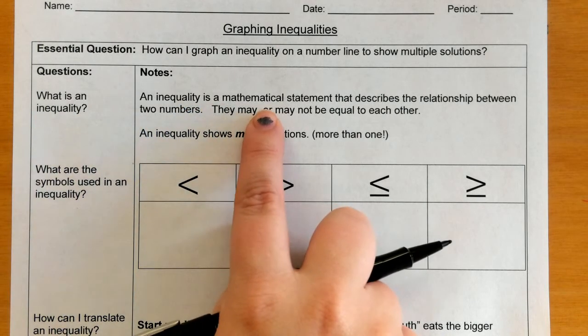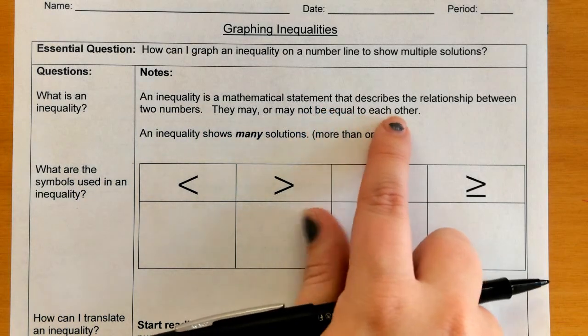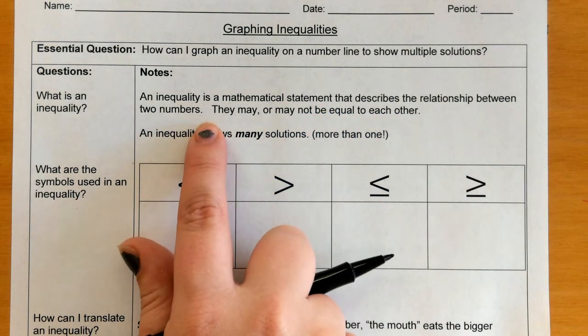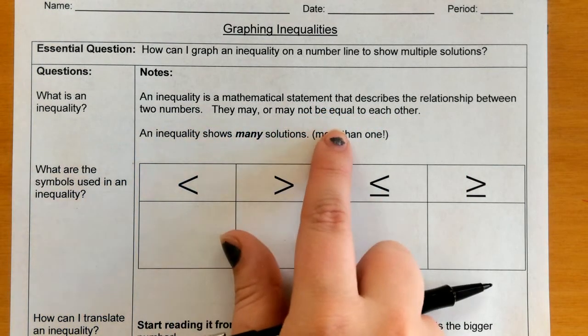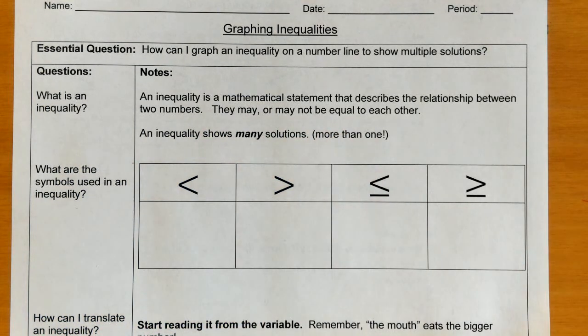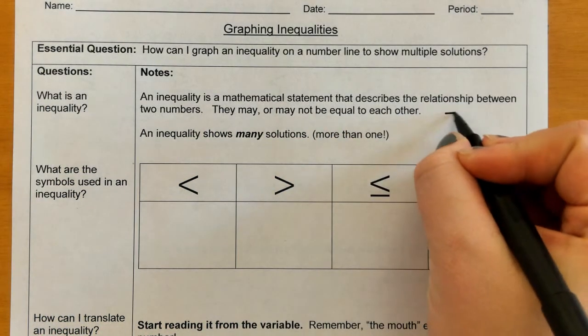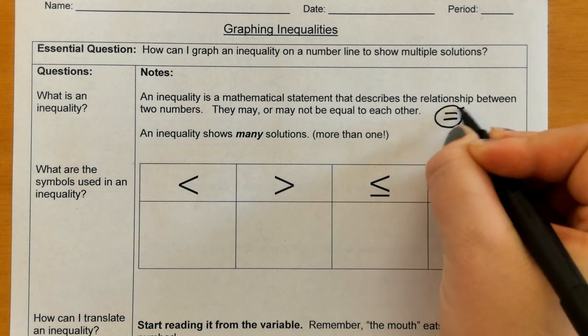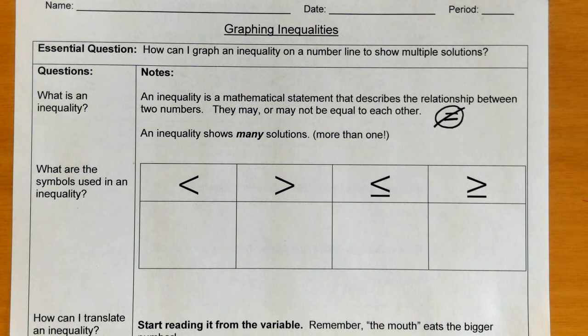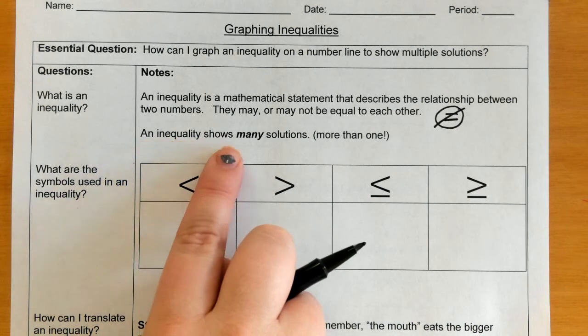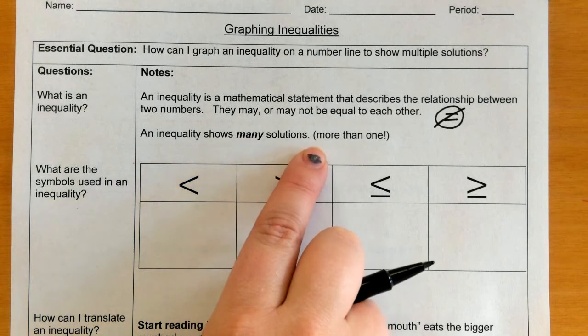An inequality is a mathematical statement that describes the relationship between two numbers. They may or may not be equal to each other. So inequalities, we're not using this equal sign for. We're using different symbols, and we'll talk about those symbols later. An inequality shows many solutions.